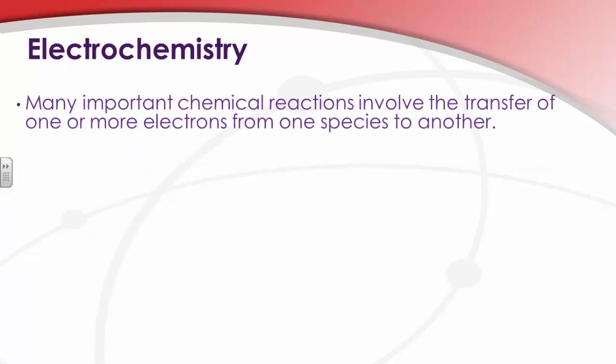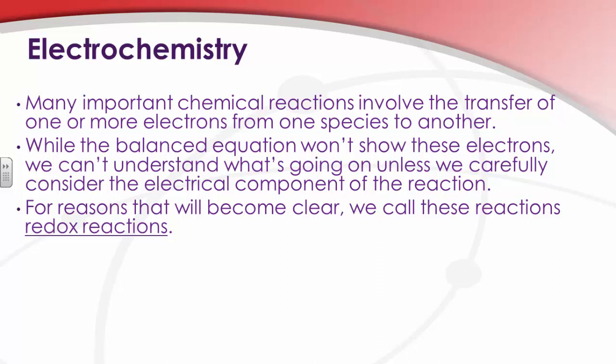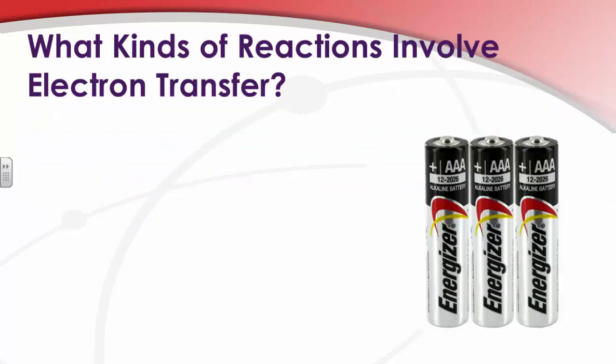Okay, there are lots of important chemical reactions involving the transfer of electrons from one species to another. What's interesting about that is the balanced equations don't show these electrons. And we won't understand them very well unless we can dig deeper and understand the electrical component of those reactions. We're going to refer to these typically as redox reactions. The reason for this will become clear in a few seconds.